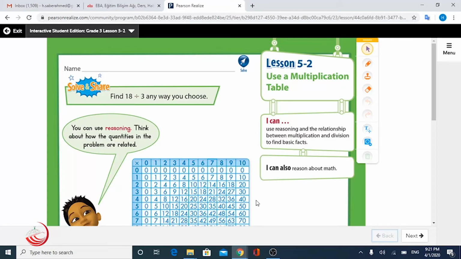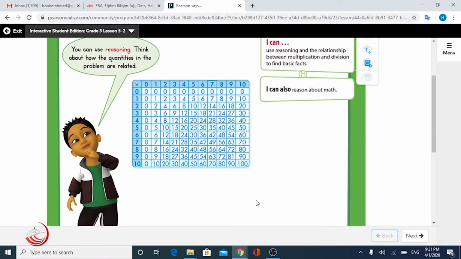I want you to look closely at this table, and we need to revise what we know about it. Now, where are the factors in this table? The first factor is the column. The shaded column here has all the factors. Now, where is the second factor? It's right here, the first row, the shaded one.